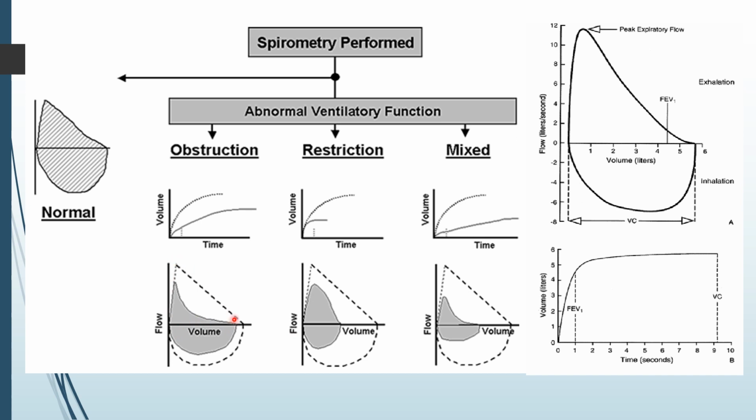The dotted lines are the normal one, and you can see in the obstructive type the volume is somewhat fine, but you can see how restricted the flow is. Here you can see the volume is completely reduced in the restrictive type. There can be a mixed type also. Here you can see both the flow and the volume. I hope this can explain many things.